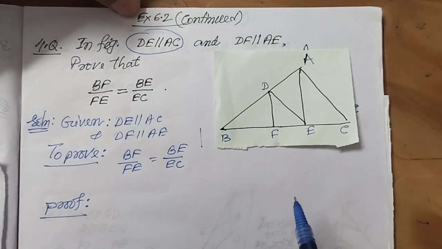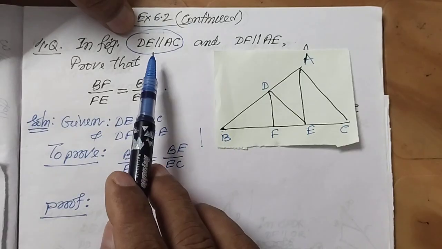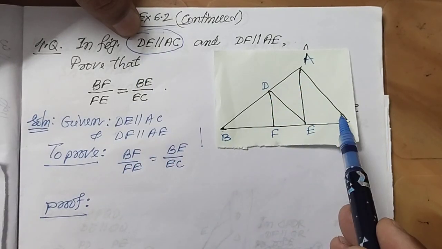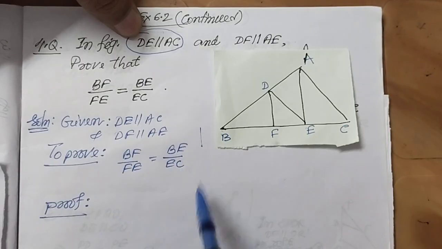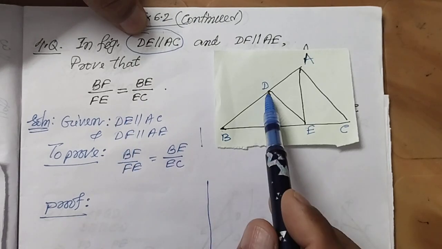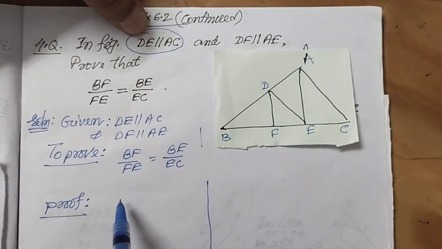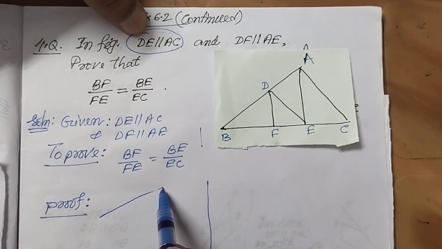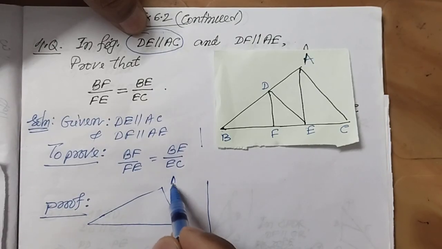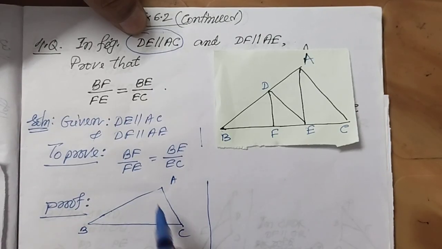Now see, from here you have to understand. DE parallel AC. So I am taking the first case. I'll just separate the two parts of the diagram here. One part, DE parallel AC. So I'll take here triangle ABC, in which it is given DE.